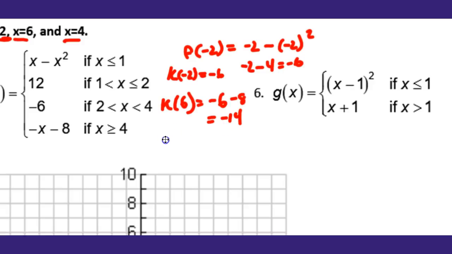Next, we have k of 4. And alright, we go, is 4 less than 1? It is not. Is 4 between 1 and 2? It is not. Is 4 between 2 and 4? It is not. Because look, this is less than 4. So 4 is not less than 4. Right here, it says 4 is greater than or equal to 4. And it is. So we're going to plug it in right there. So you have -4 minus 8. And that gives us -12. So k of 4 equals -12.